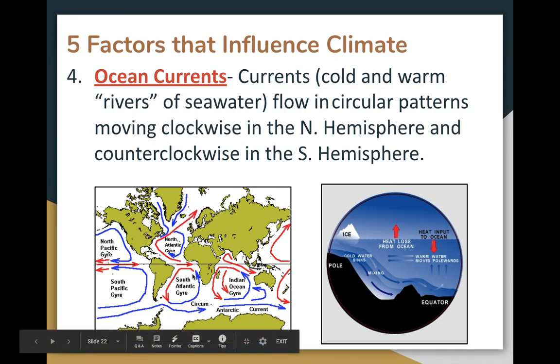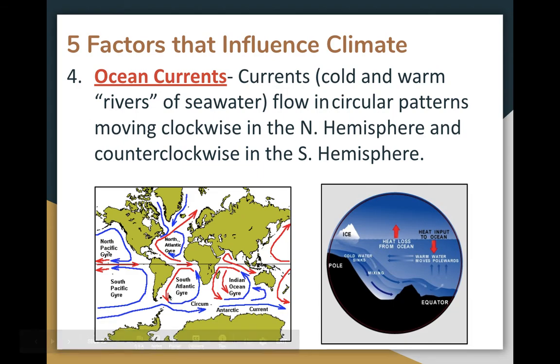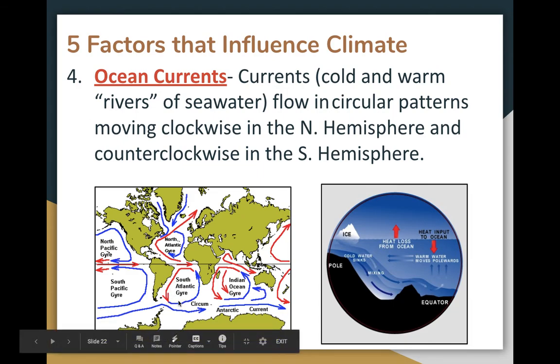Okay, so it's the opposite. They go counterclockwise in the south, where it pushes south, and then it gets cold down here, and then that pushes north. Okay, so it kind of depends on where you live, what kind of water you're getting. The warmer the water, the warmer the climate. Okay.